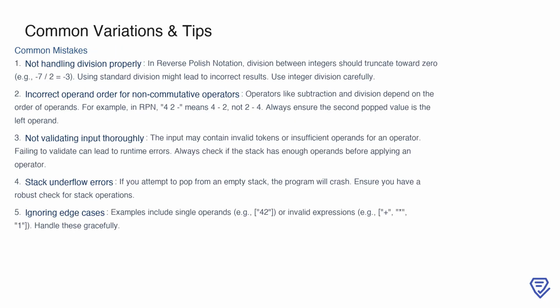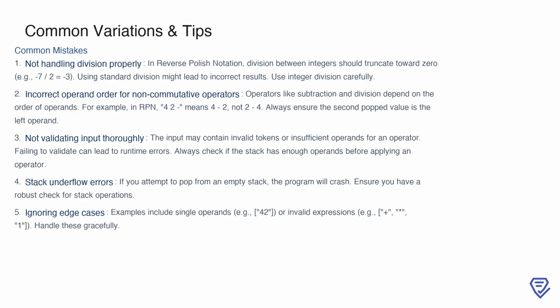When working with reverse Polish notation, there are several common mistakes to watch out for. One frequent issue is not handling division properly. Integer division in RPN should truncate towards 0. For instance, dividing -7 by 2 should result in -3, not -4. Using the standard division operator without accounting for this can lead to wrong results.